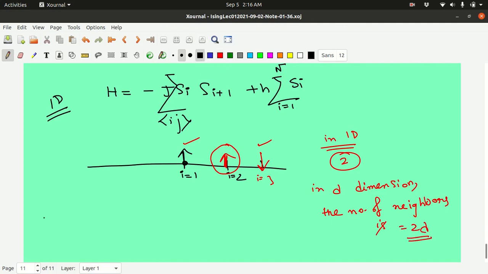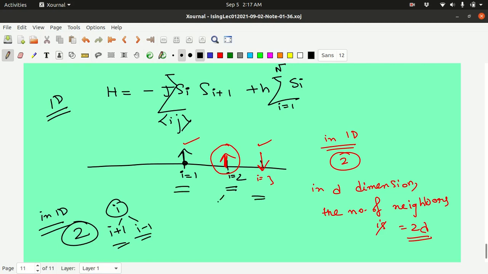So in 1D, you have 2 neighbors. If you have this spin i, then the neighbors are i plus 1 and i minus 1. So these two are the neighbors, and this spin has this and this as its neighbors.